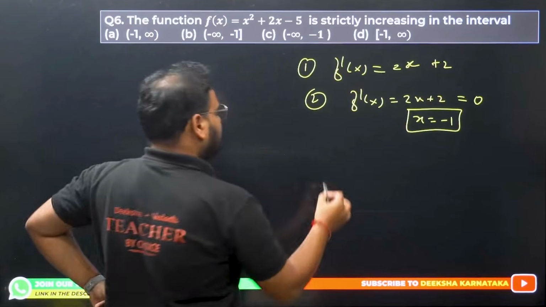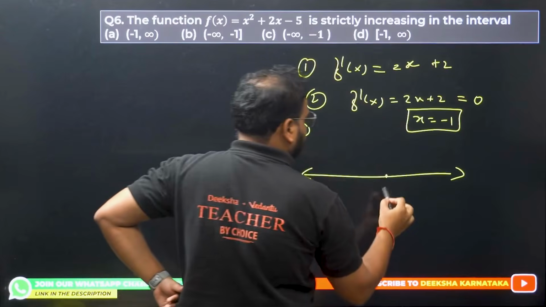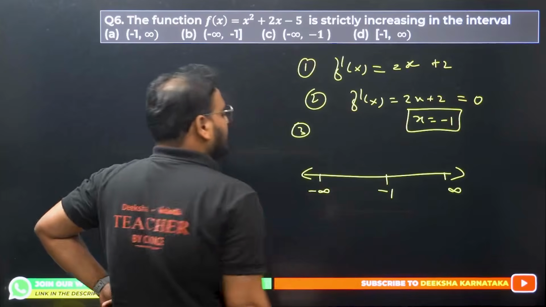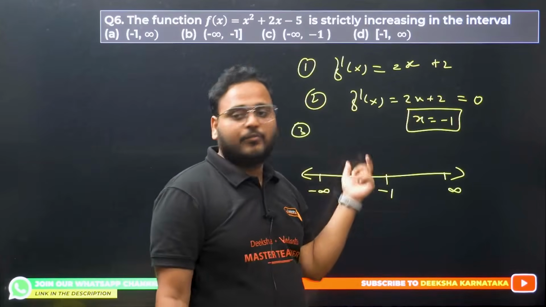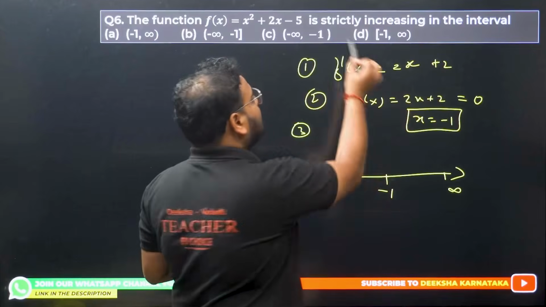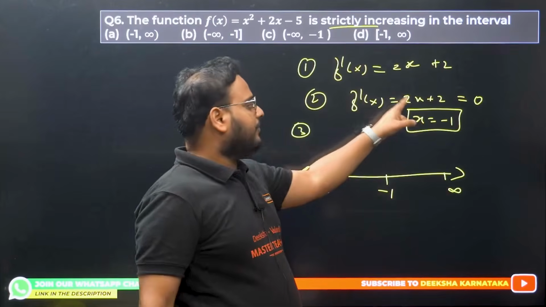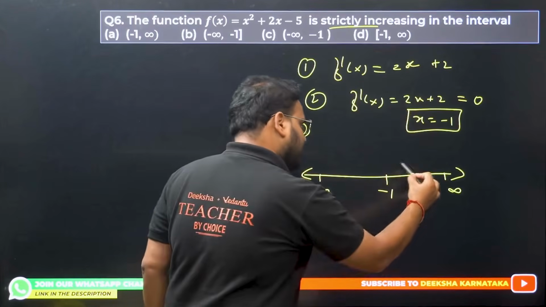Next is what? The number line. Step number 3, the number line. Minus 1 over here. Rest, this is plus infinity. This is minus infinity. Okay. I'm looking for, please check the coefficient of x. I'm looking for a strictly increasing function. The coefficient of x is 2, a positive number. So put plus sign on the right side.